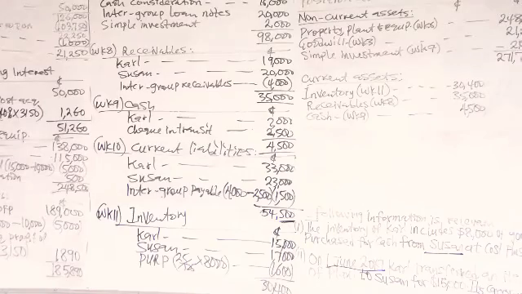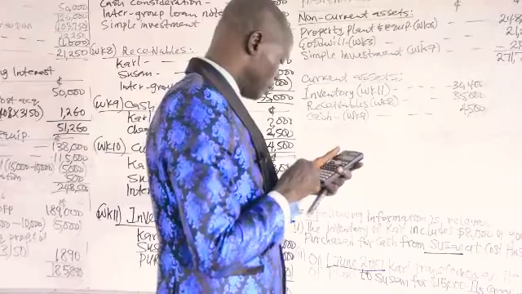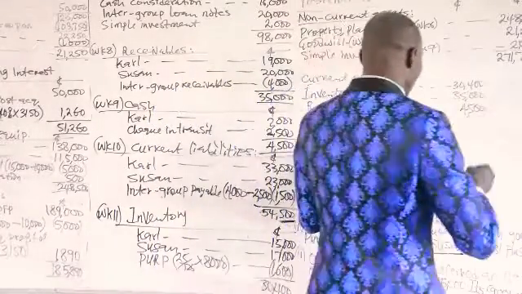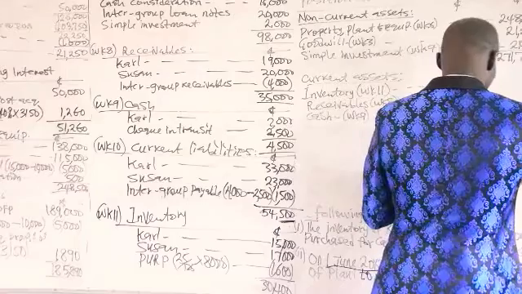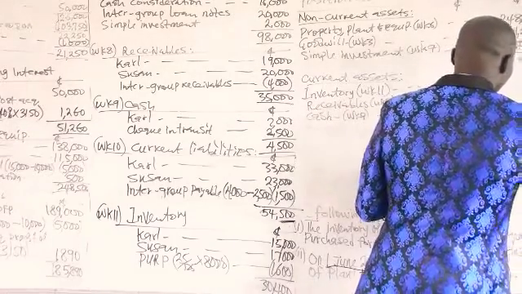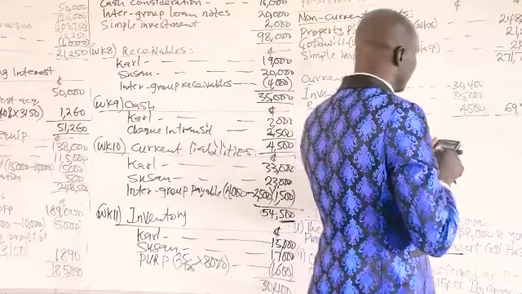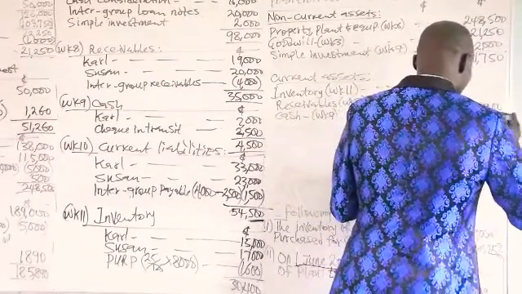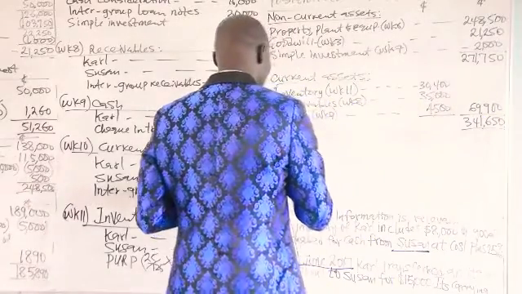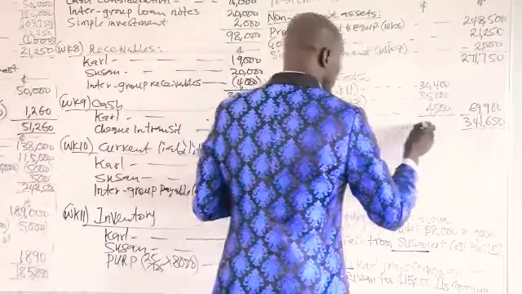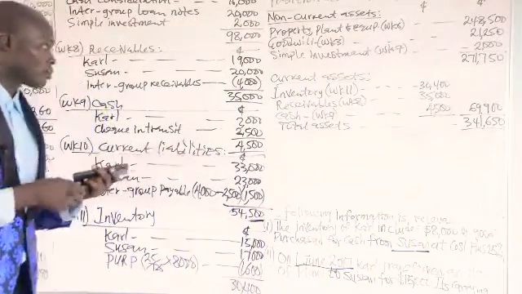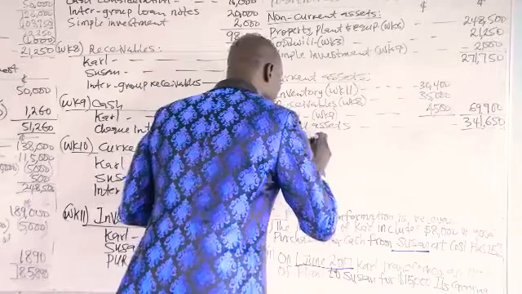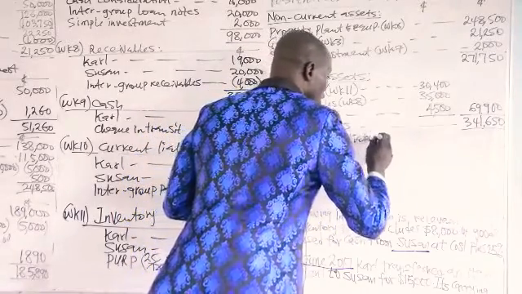So we have 30,400 plus 35,000 plus 4,500, total 69,900. When you add it to the non-current assets, you have total assets of 341,650. After total assets, the next section is equity and liabilities.